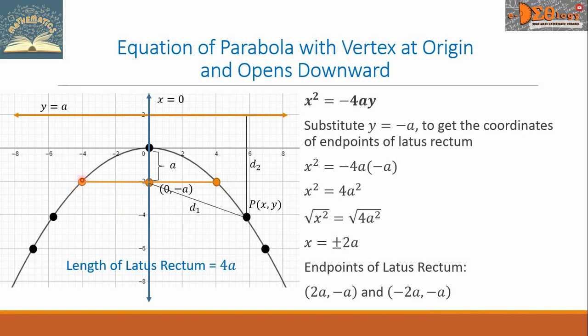By this graph, we can deduce that the length of latus rectum equals 4a. And this 4a we can directly see from the equation of parabola. We'll just take the positive value of the coefficient of y.